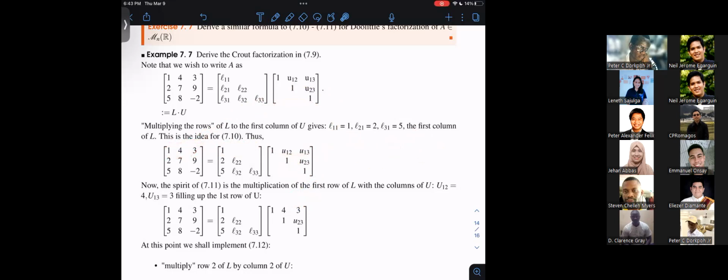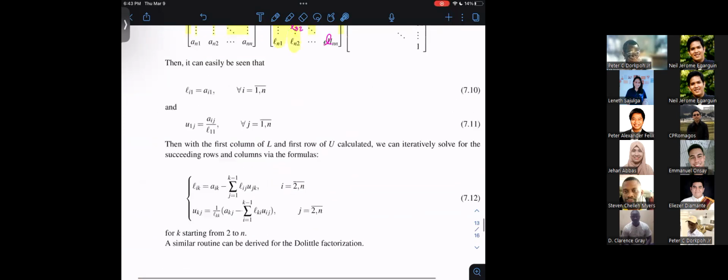Will that always be the case? Oh no, sorry, it won't always be the case, because I am dividing by L11. It just so happened here that L11 is equal to 1, so it appears that the first row of the matrix U will be a carbon copy of the first row of the matrix A. But that's not always the case. I was too excited about the pattern, but if you look at U1J, it's the entries on the first row of the matrix A divided by L11.